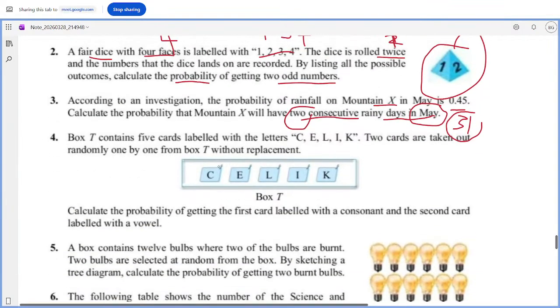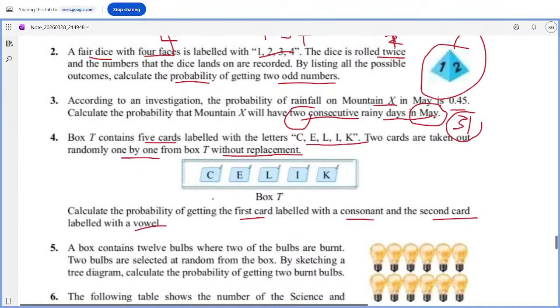All right, question 4. They say there are 5 cards labeled with the letters CHILE. 2 cards are taken out randomly, one by one, without replacement, guys. Without replacement, dependent or independent? Without replacement means the probabilities affect each other because the total will decrease. And then they say you want the first card consonant, second card vowel.